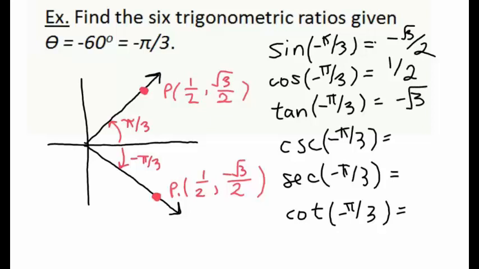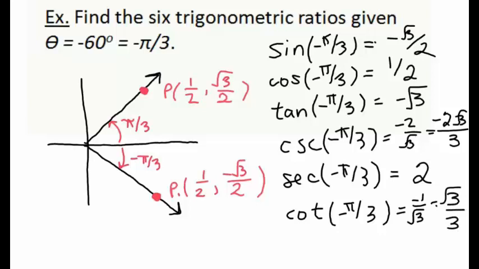Next up are our reciprocal trigonometric functions, beginning with cosecant. Cosecant is going to be 1 over sine, so we're going to get negative 2 over square root of 3. And if we rationalize the denominator here, we're going to get negative 2 times square root of 3 over 3. Next is secant. Secant is 1 over cos, and the ratio we get here is going to be 2 over 1. Finally, for cotangent of negative pi by 3, we can take our tangent ratio, which is negative root 3, and flip it to get negative 1 over root 3. And remember that we can rewrite this as root 3 over 3.